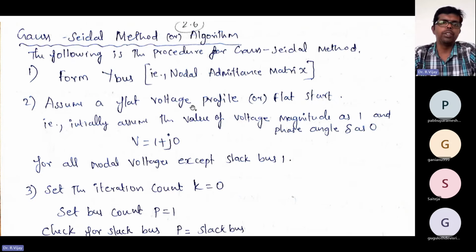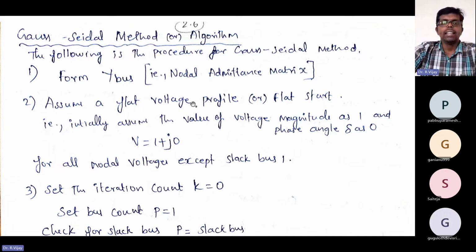The first step, you need to formulate the Y-bus matrix. That is the nodal admittance matrix that we have already seen in our previous classes. If you have any doubts in the formulation of the Y-bus matrix, you need to go through my previous videos, then come back here. I have explained that in detail. The very first step is formulation of the Y-bus matrix for the given data.